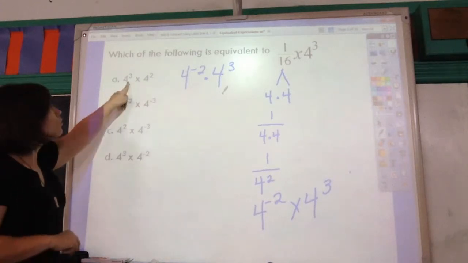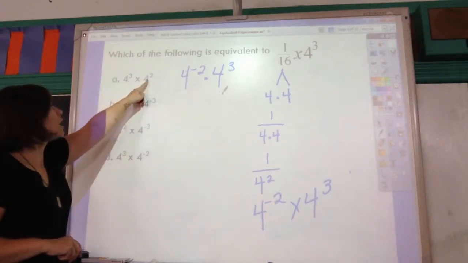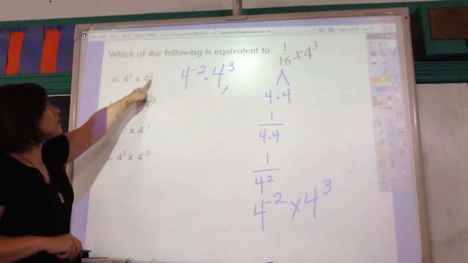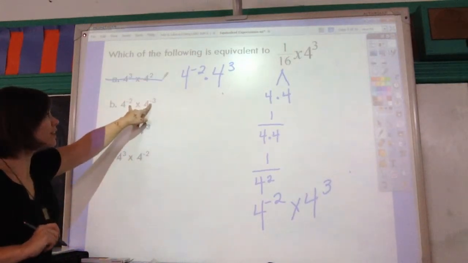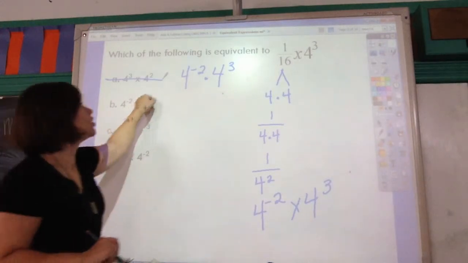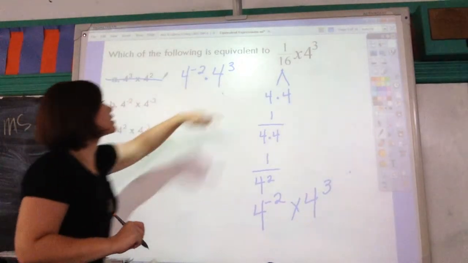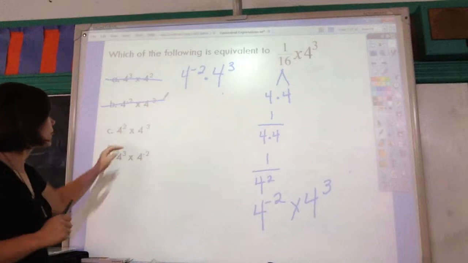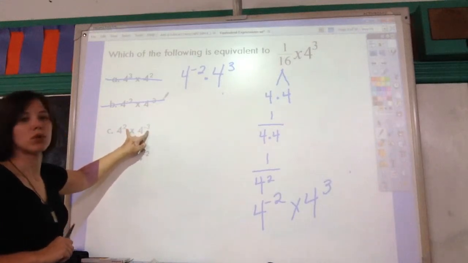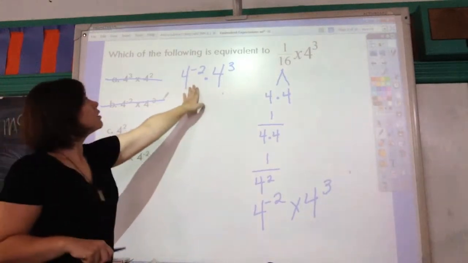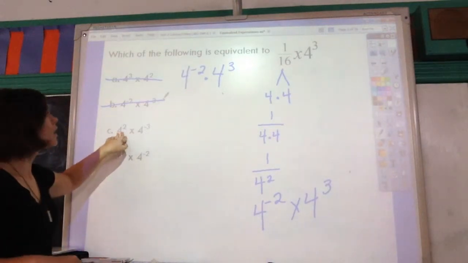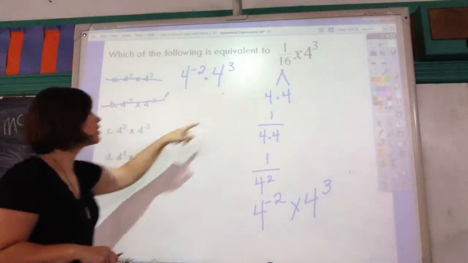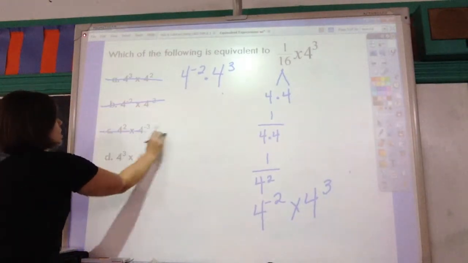Let's look. 4 to the third times 4 squared. This is close, except this 2 isn't negative, so this one can't be right. 4 to the negative 2 times negative 3. Nope, my 2 is negative, my 3 is positive. This can't be it. 4 to the 2 times 4 to the negative 3. I'm looking for 4 to the negative 2, and I don't have that here. I'm looking for 4 to the positive 3, and I don't have that here, so this is wrong.